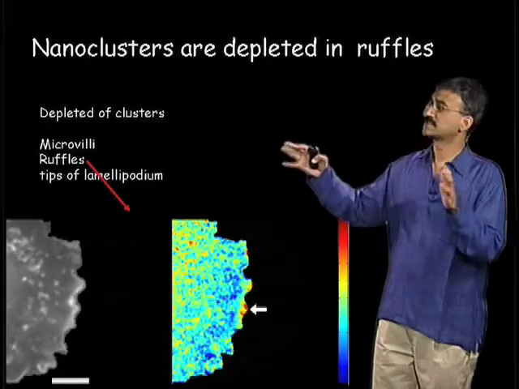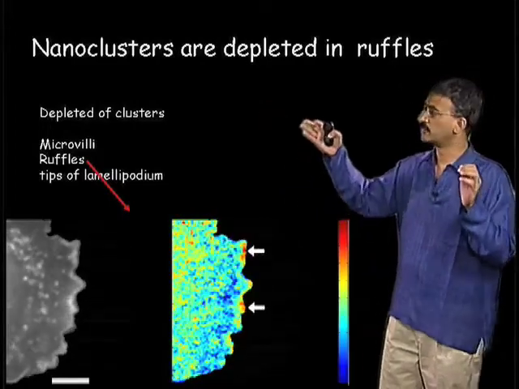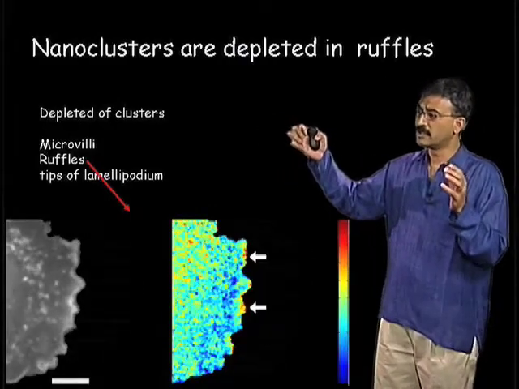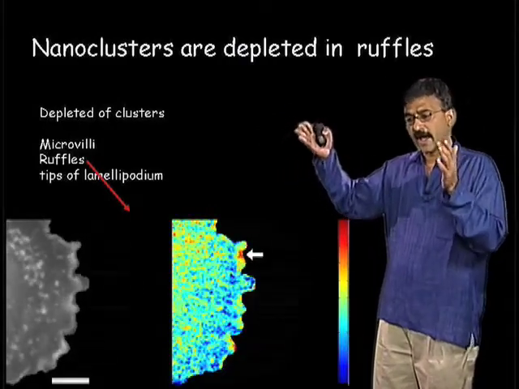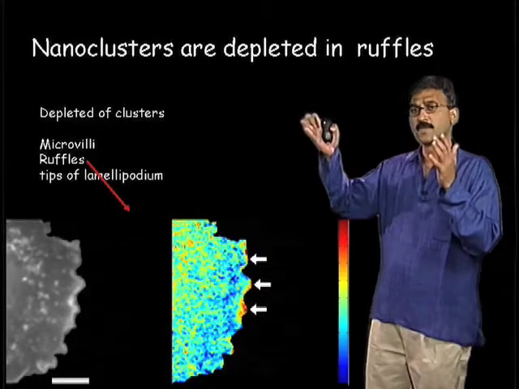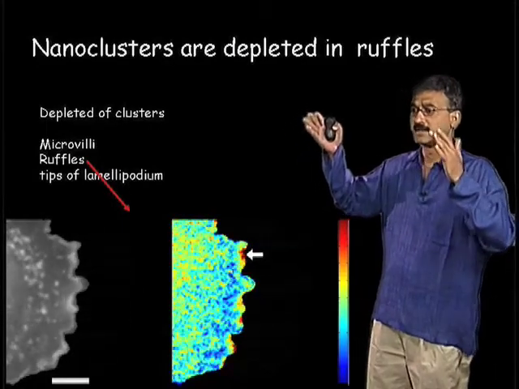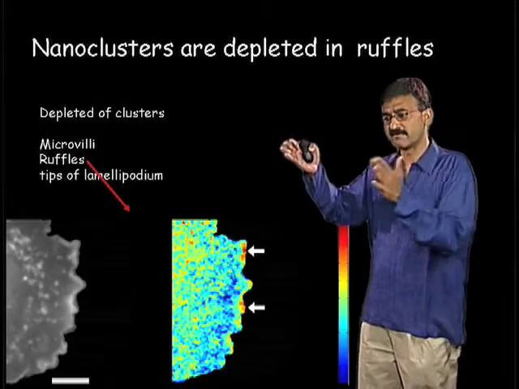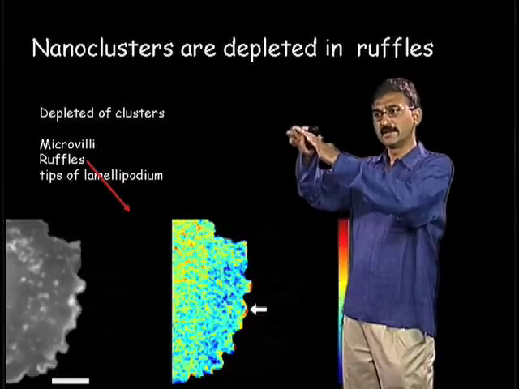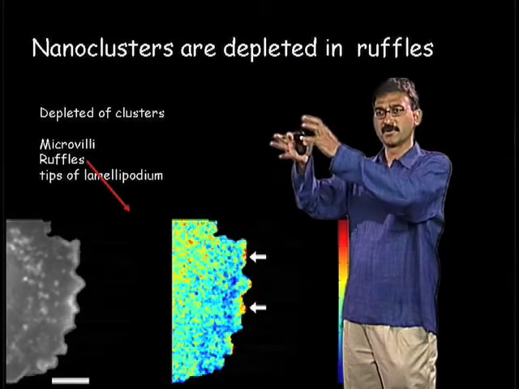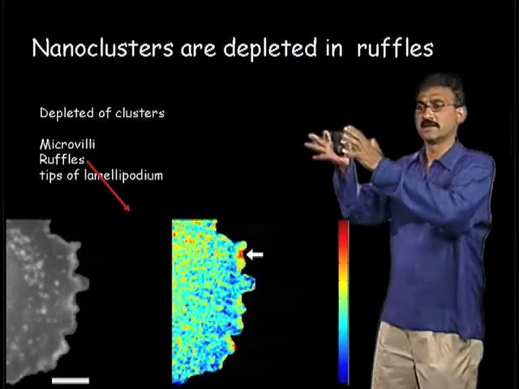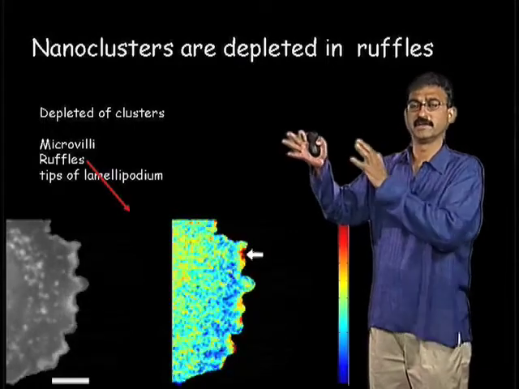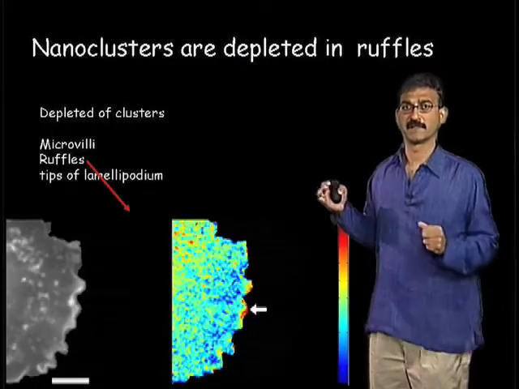In fact, in ruffling cells, if you look at the arrows in the movie, you find that the arrows indicate moments in time when in ruffling cells the ruffles have extended out and the GPI-anchored protein clusters, as detected by the FRET signals, are completely depleted from these ruffling edges.